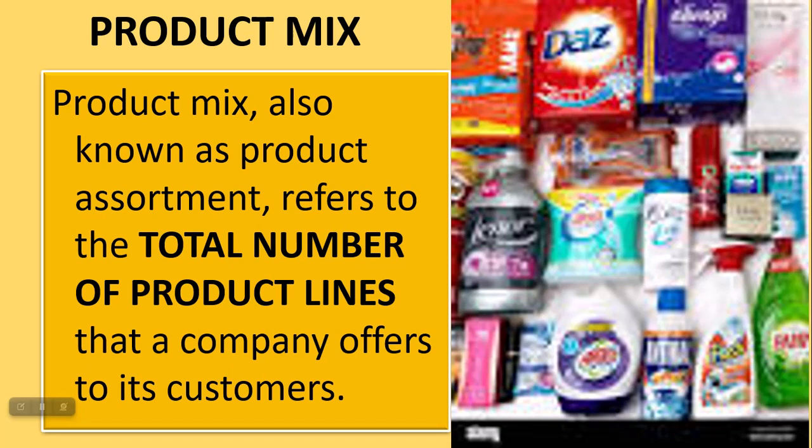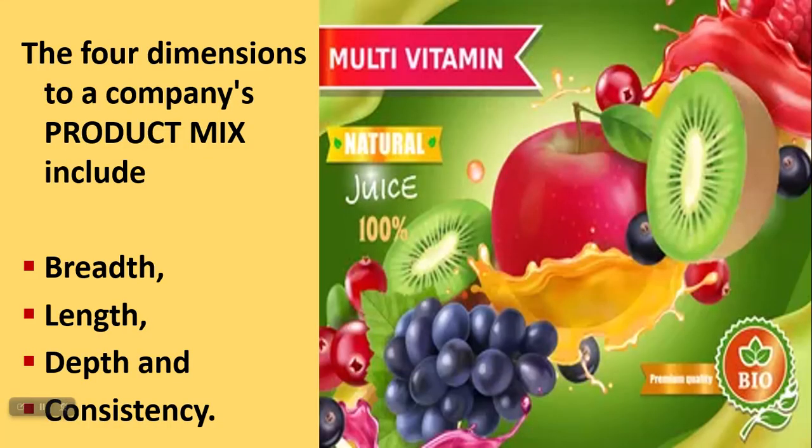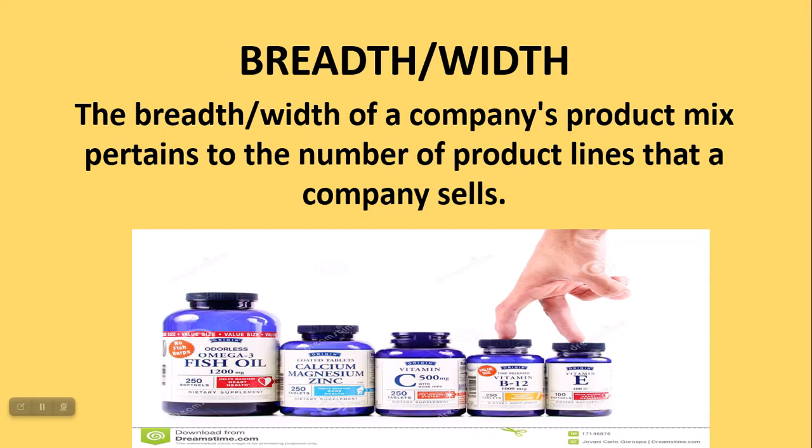Product mix, also known as product assortment, are the total number of product lines that a company offers to its customer. You can increase the product mix to make your company more profitable. There are 4 dimensions to a company's product mix, and that is breadth, length, depth and consistency. We will talk on this right now.